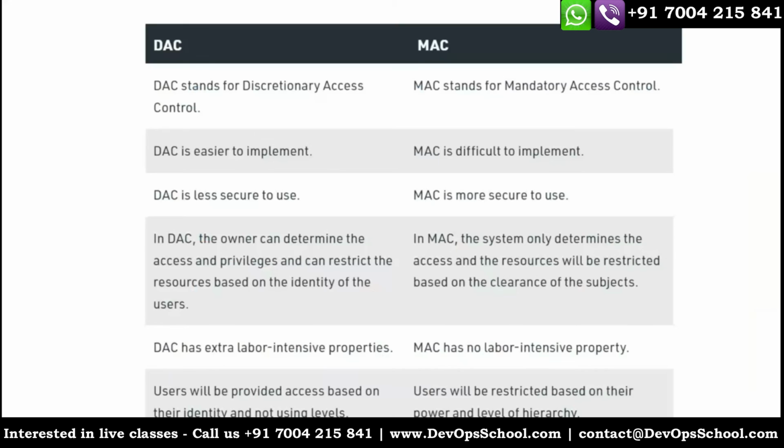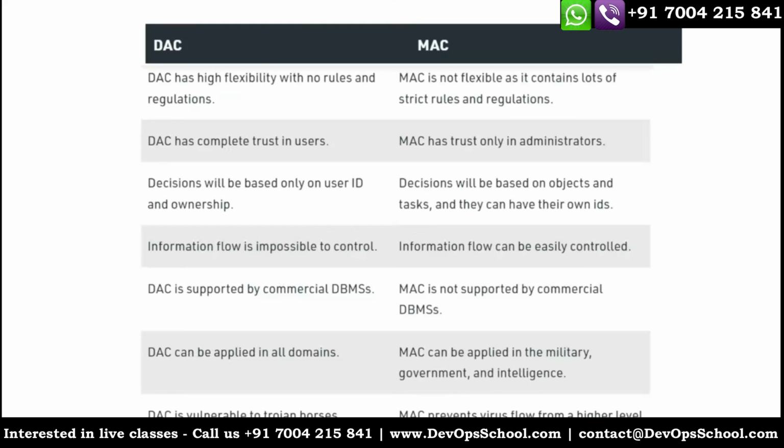DAC stands for discretionary access control, MAC stands for mandatory access control, which we understand. DAC is easier to implement, MAC is difficult to implement. DAC is less secure, MAC is more secure. In DAC, the owner can determine the access and privilege and can restrict the resources based on the identities of the users. In MAC, the system alone determines the access, and resources will be restricted based on the clearance of the subject. DAC has labor intensive properties. MAC has no labor intensive property. That means admin work. Users will be provided access based on their identity and not using labels. Here, users will be restricted based on their power and level of hierarchy.